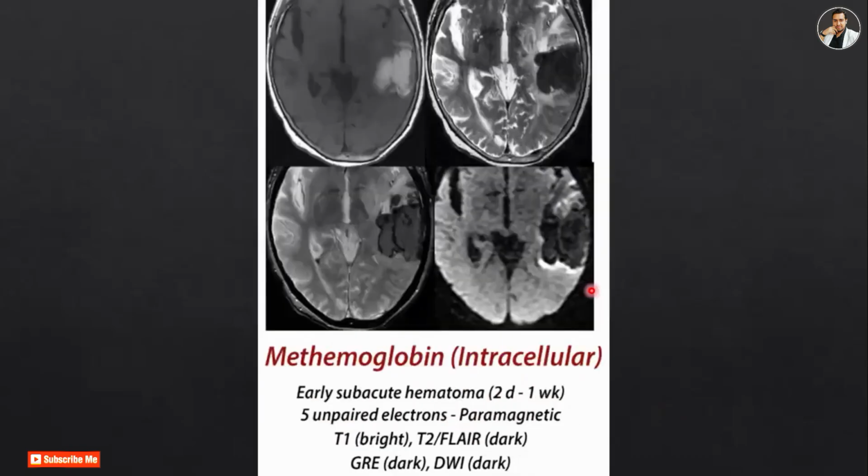Then there is methemoglobin. At this stage, intracellular bleeding occurs. It lasts from 2 days to a month. Only in this subacute stage, the hemorrhage is shown bright in T1. And the rest of the protocols show it as dark. It stays like this.